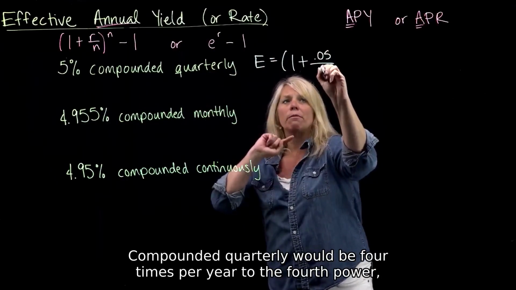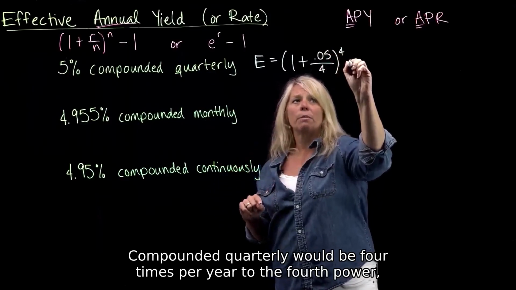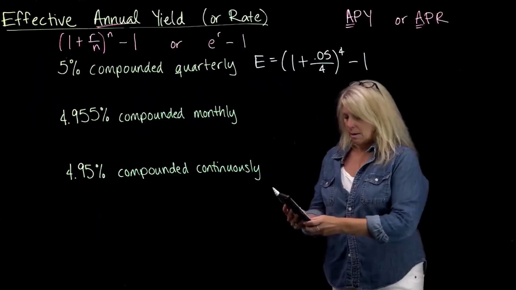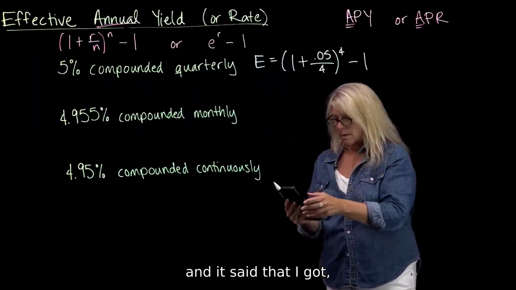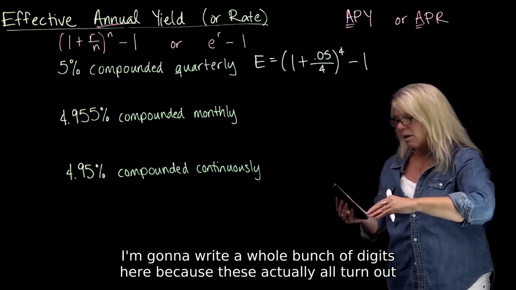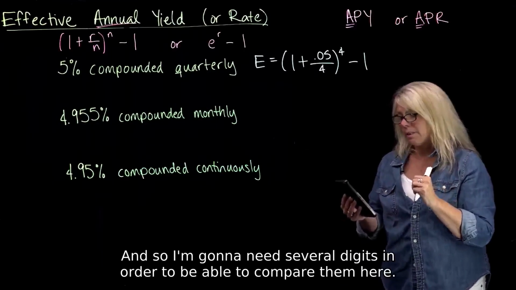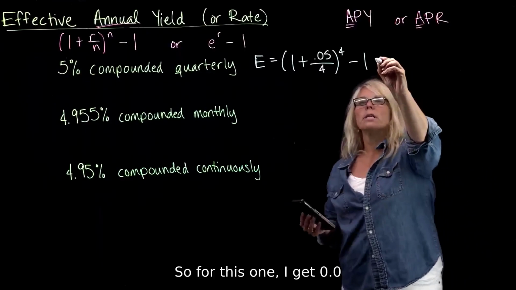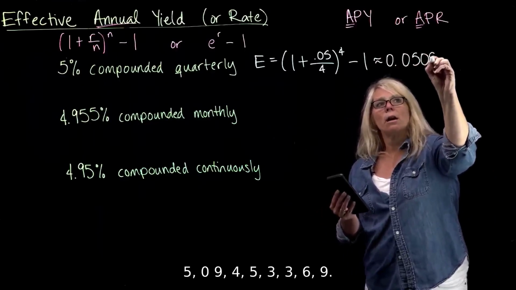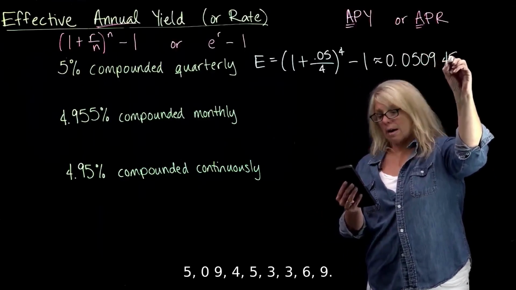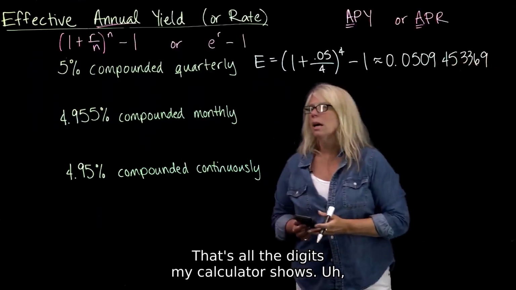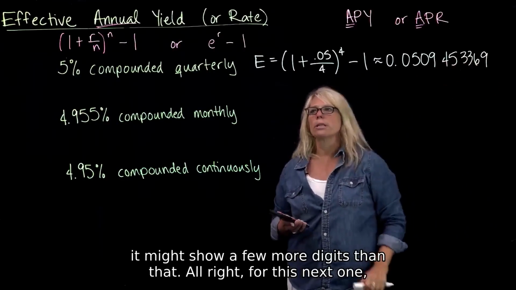Compounded quarterly would be 4 times per year to the 4th power, and then subtract 1. So I did that on my calculator already. I'm going to write a whole bunch of digits here because these all turn out pretty close to each other, so I'm going to need several digits in order to compare them. For this one, I get 0.050945339. That's all the digits my calculator shows, so depending on what calculator you have, it might show a few more digits than that.